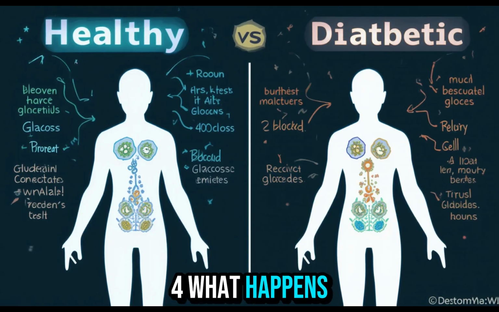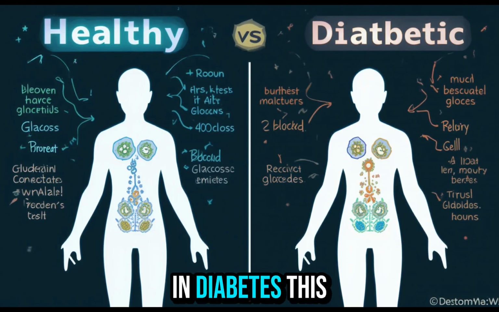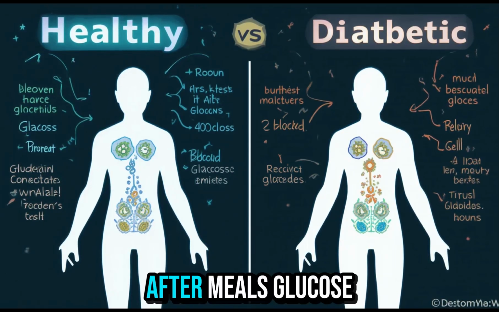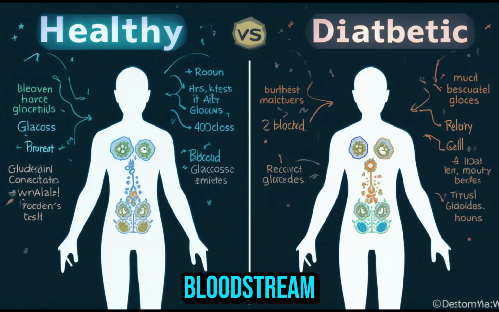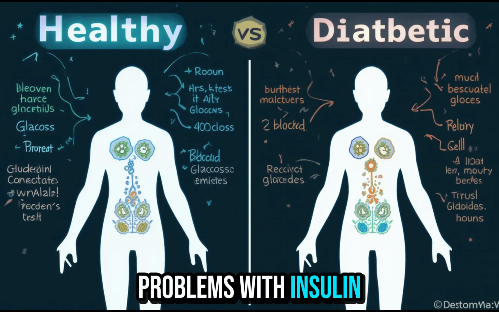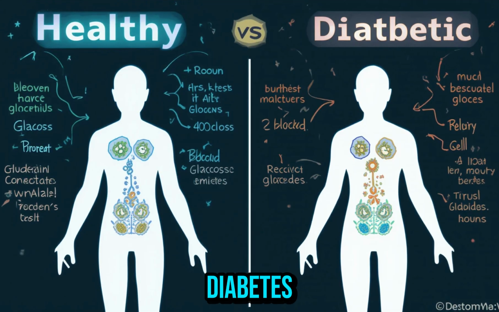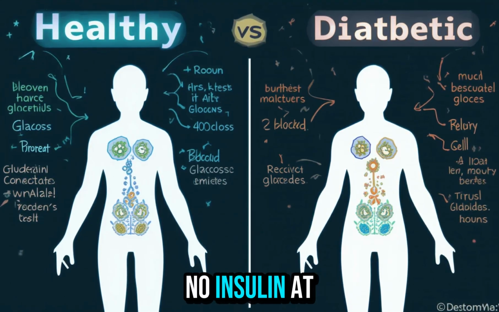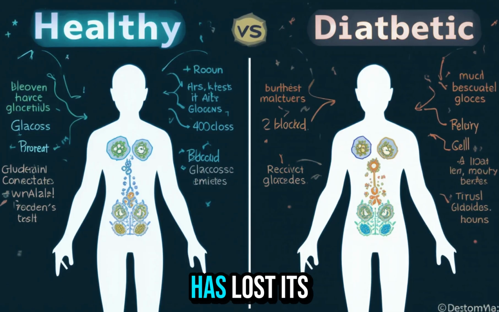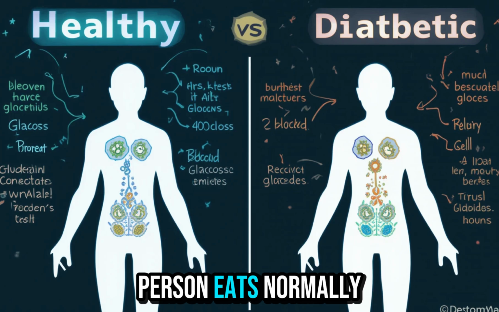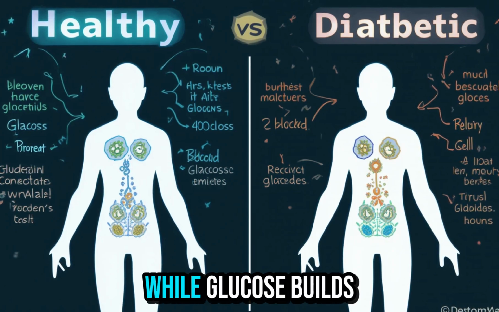4. What happens in diabetes? In diabetes, this finely tuned regulation no longer functions properly. After meals, glucose still enters the bloodstream, but due to problems with insulin, it cannot reach the cells to be used as fuel. In type 1 diabetes, the pancreas produces no insulin at all. It is as if the body has lost its key entirely. As a result, even if the person eats normally, their cells are starved of energy while glucose builds up in the blood.